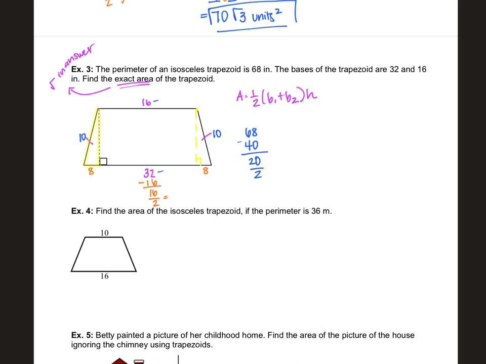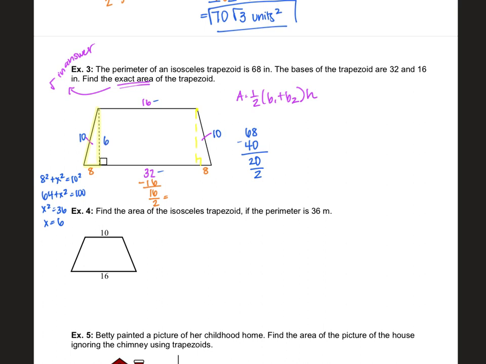Now back to this highlighted yellow right triangle. I'm now given 2 sides, asked to find the third. I can use Pythagorean theorem all day long. So 8 squared plus that unknown side that I need to find equals 10 squared. So I have 64 and 100. So x squared equals 36. So my overall height is 6.